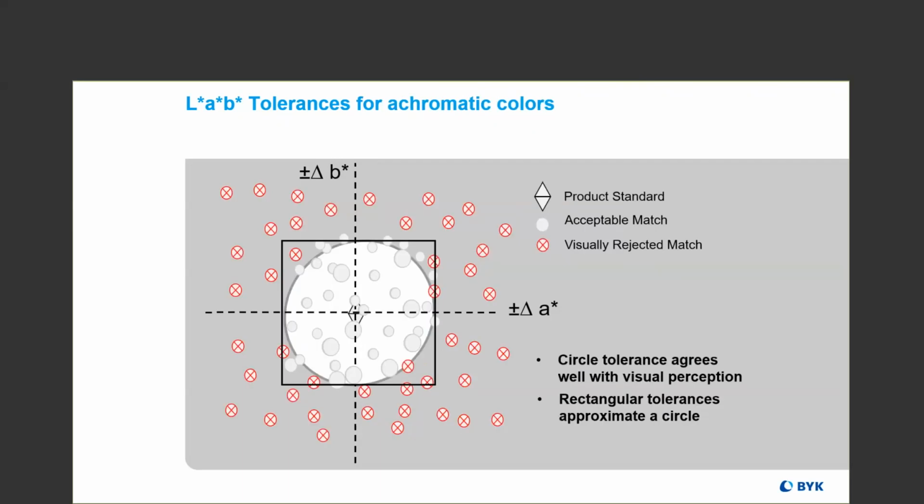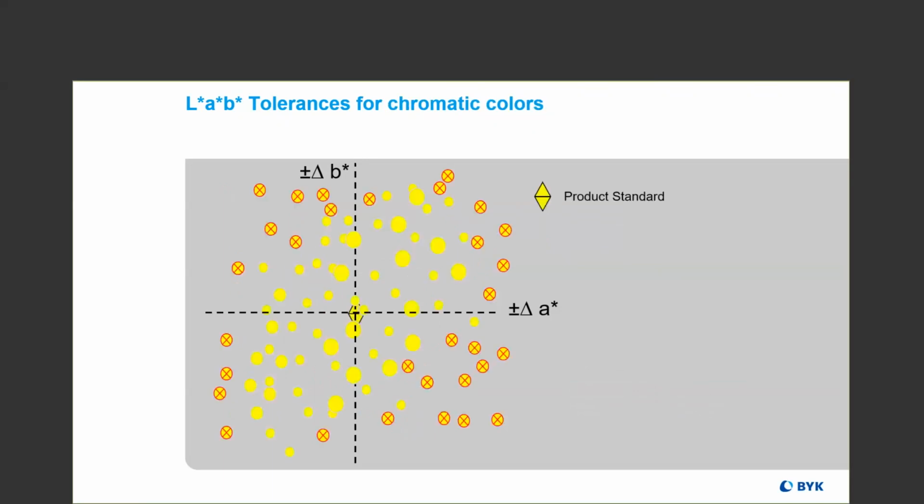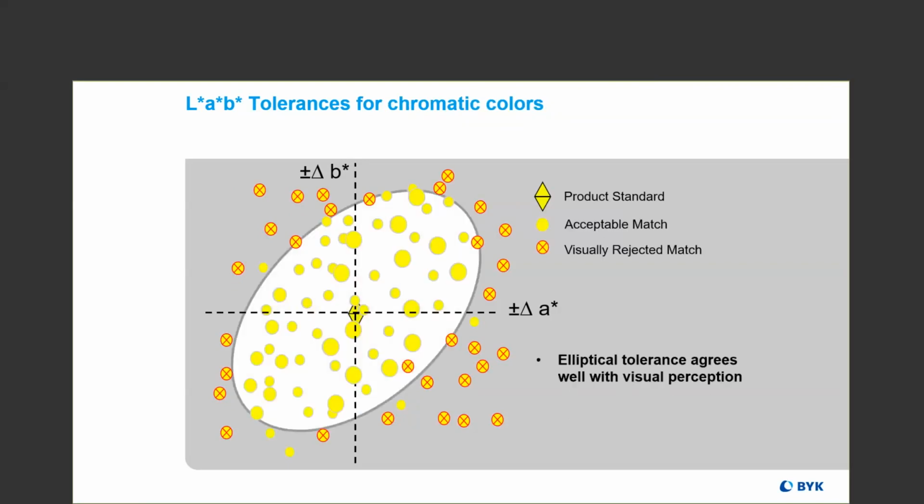Now that was for an achromatic color. This is a color with very low chroma, but now we're moving to a color that has high chroma. So this is a very chromatic color. And if we do the same thing, if we sort these samples into visually acceptable versus visually unacceptable and plot it in AB space, what we get is this ellipse. So now if we try to apply AB tolerancing to this ellipse, we get something like this.